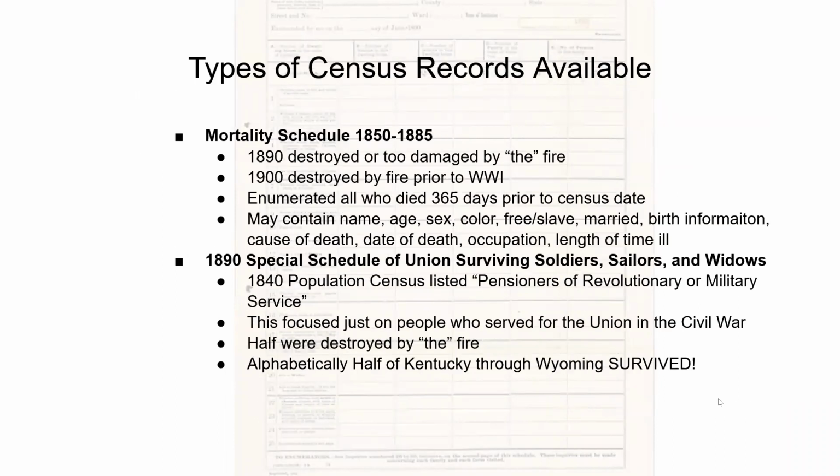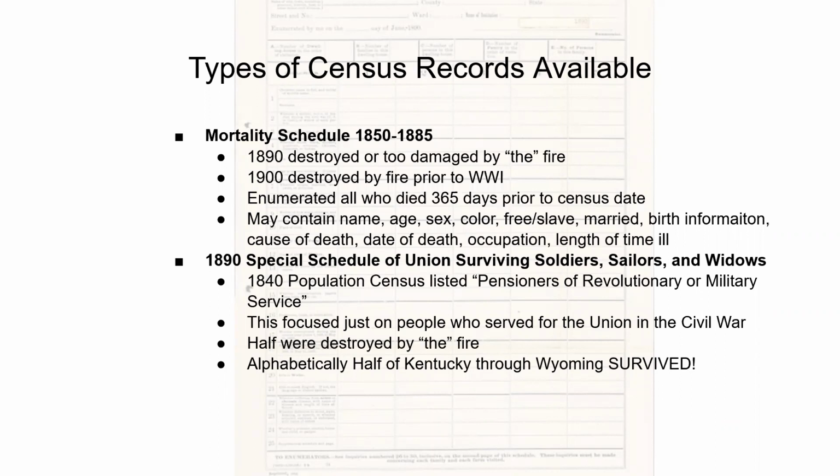The mortality schedule, again, a lot of it was destroyed in the big fire, and there was also another fire that took out a lot of these. What the mortality schedule is good for is looking up people who passed away during the last 365 days. So you may not be able to find a death record per se, but you may be able to find them on the mortality schedules to know when they passed away. And it also has a lot of information regarding that individual as well.